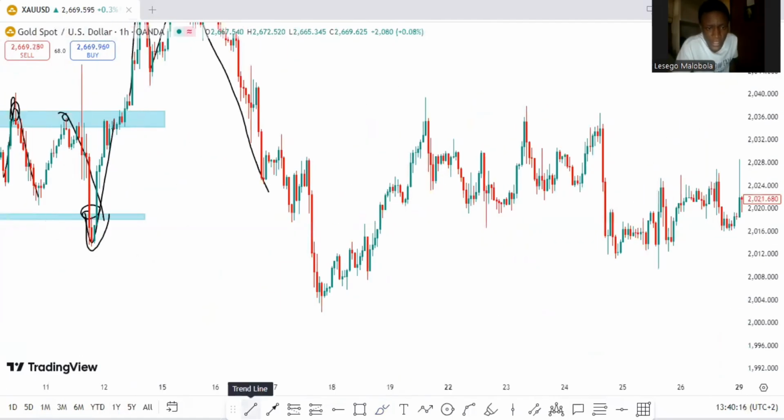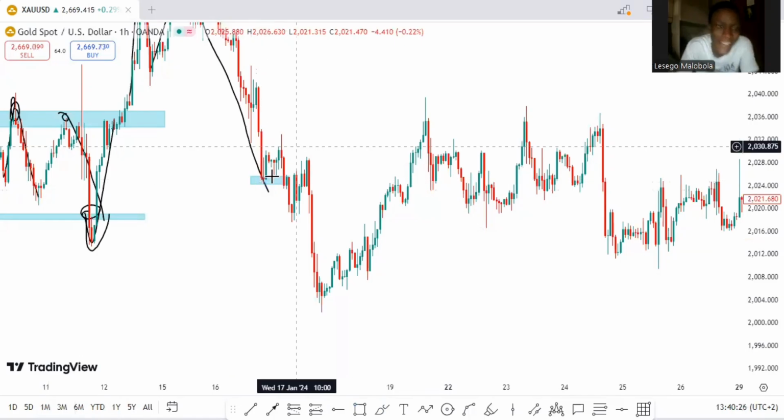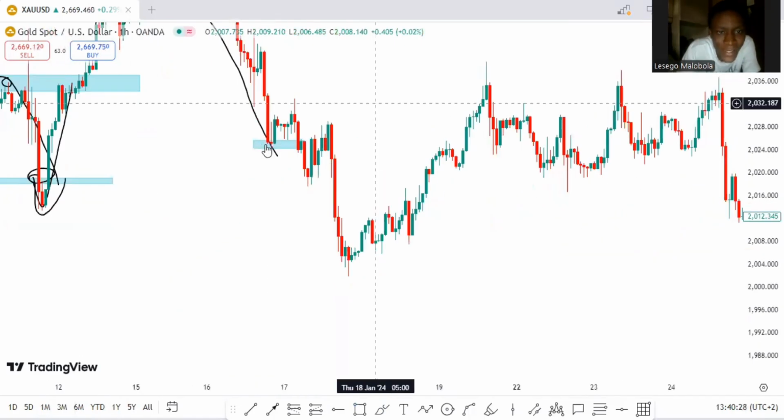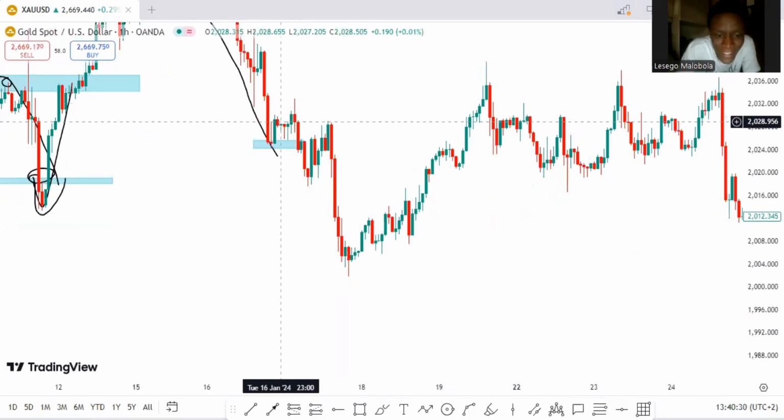Then let's see here, guys. Here price rejected, right? So one would say this is a what? This is a support, because price rejected. But no, this is not a support. Why do I say that? Because price here, guys, it rejected once. After rejecting, what happened? It just broke.